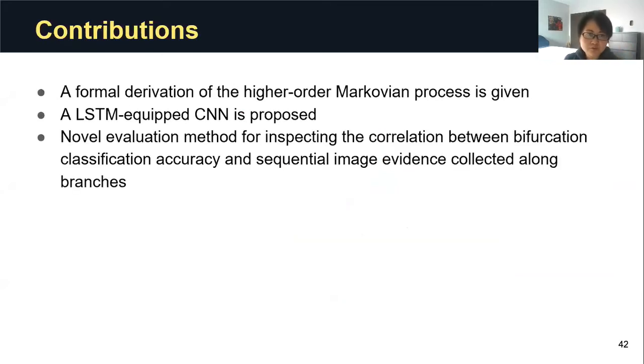So the contribution of this work includes a formal derivation of the higher order Markovian process. We also propose an LSTM-equipped CNN network. We propose a novel evaluation method for inspecting the correlation between bifurcation classification accuracy and sequential image evidence collected along branches.